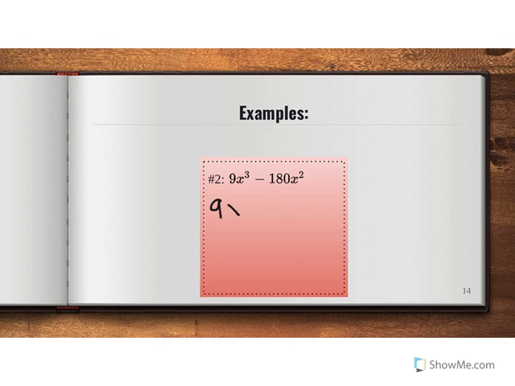Remember, you're always taking out the lowest value of the variables because I don't actually have 3 x's in that second term there. This is my GCF, 9x squared. Now I'm going to finish factoring it. I actually want to go through and factor this.